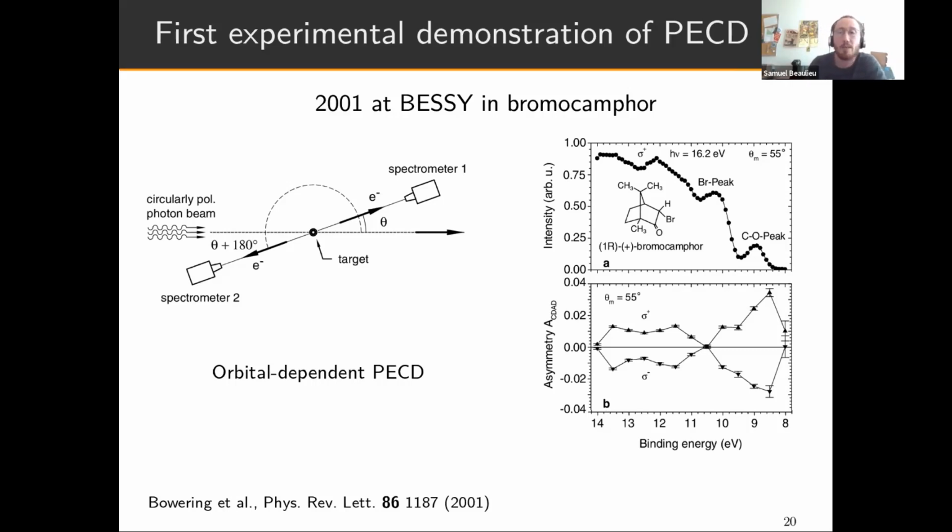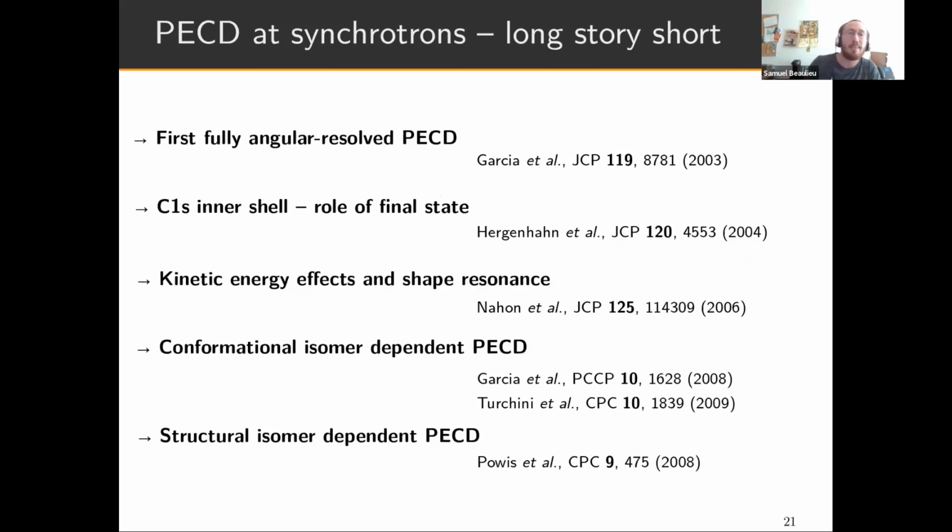Directly from this very first observation back in 2001, we can see that the PECD depends on the electron binding energy, meaning that its amplitude and sign depend on which molecular orbital you remove an electron from, which is already very interesting. And this observation of PECD at synchrotron initiated a lot of studies to understand the sensitivity of PECD to different molecular parameters or degrees of freedom.